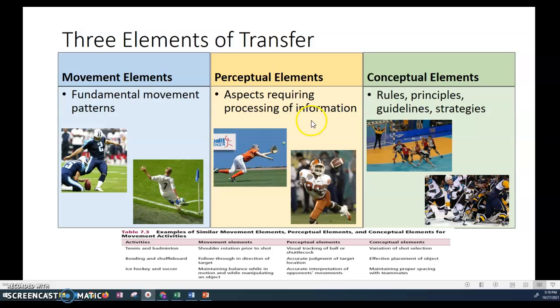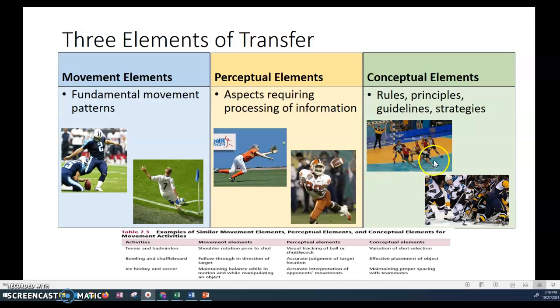Other elements can be perceptual elements, or aspects requiring the processing of information. This could be visual tracking of the ball, like we see between the softball player or this football player. It could be things like judging a target location or interpretation of opponents' movements, like we would see between ice hockey and soccer, right? With similar movements happening, we can anticipate the perception of opponents' movements within the sport.